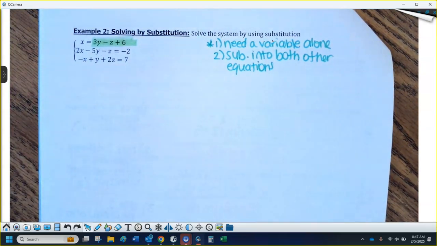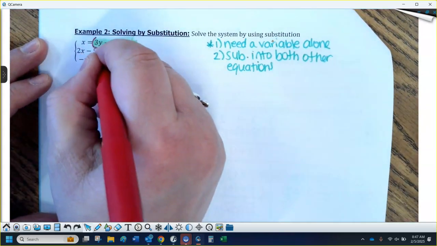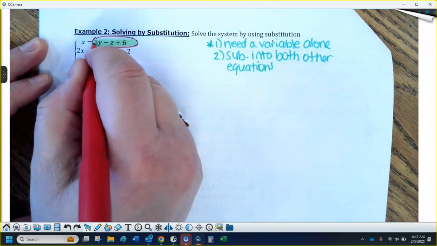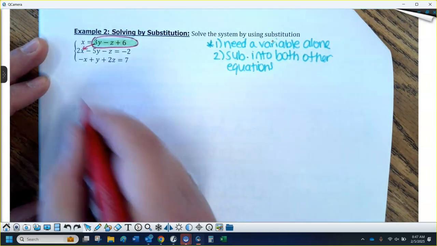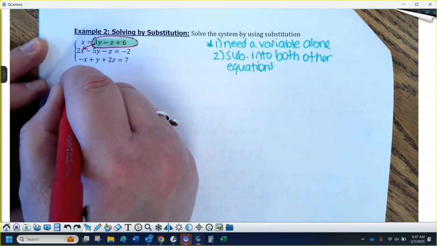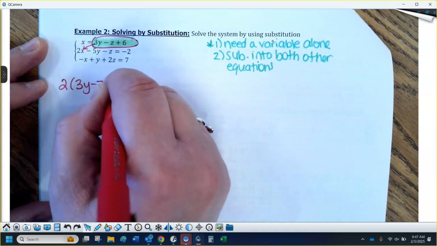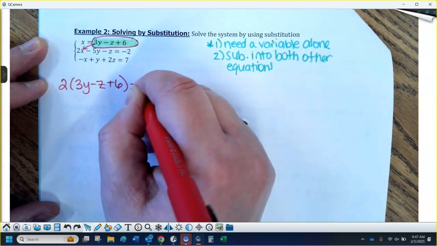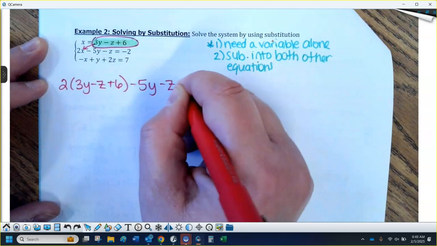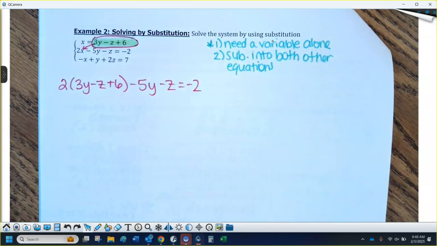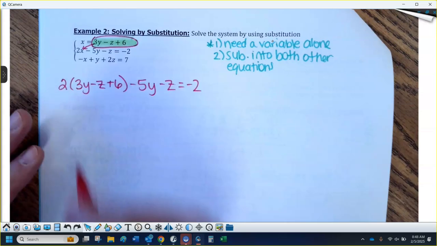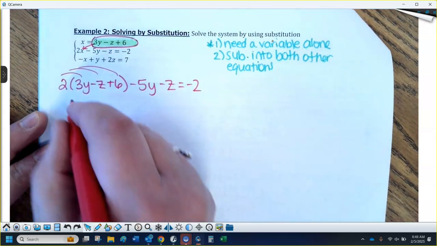Okay, so I'm just going to write this here. I'm going to substitute this in for x into the second equation. So the second equation, it's 2, instead of x, we're just going to write that whole thing. 3y minus z, plus 6, minus 5y minus z equals negative 2. Alright, and we're going to simplify just a little bit. So a little distributive property.